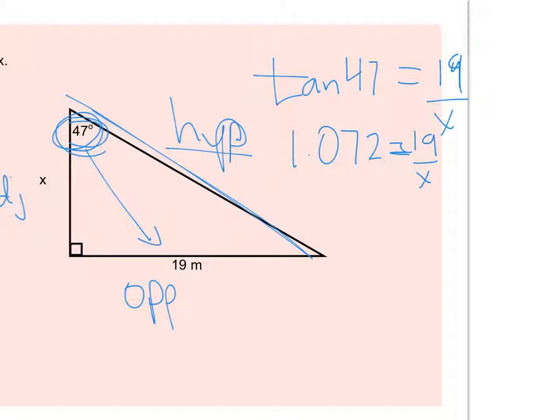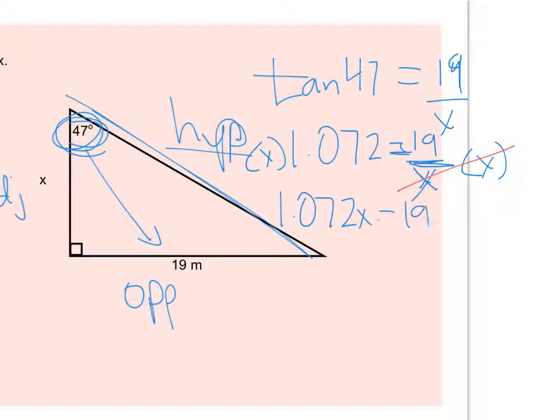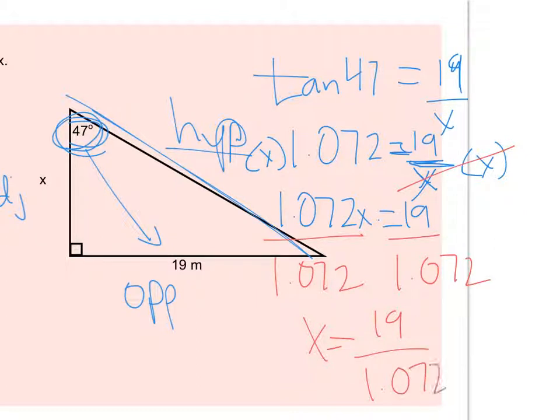Now, I can't just multiply by 19. Multiplying by 19 doesn't help me. I could divide both sides by 19, but that wouldn't help me either, because that would make the x still in the denominator. So what I need to do now is multiply both sides by x. Here's what that does: on the right, it cancels out the x's. On the left, I get 1.072x equals 19. So now I want to divide by 1.072 on both sides. So x is going to be equal to 19 over 1.072.